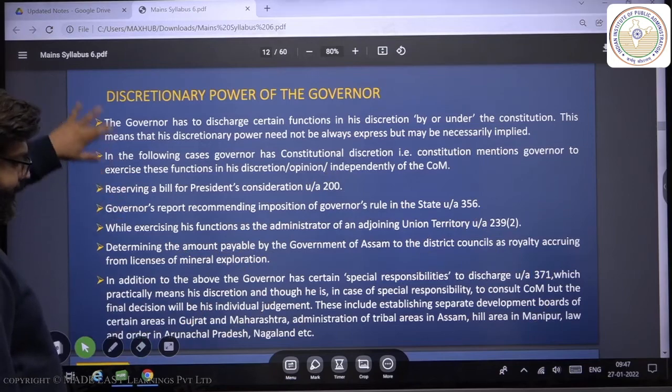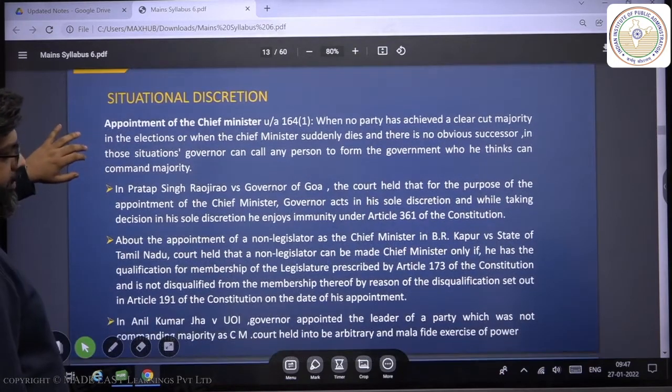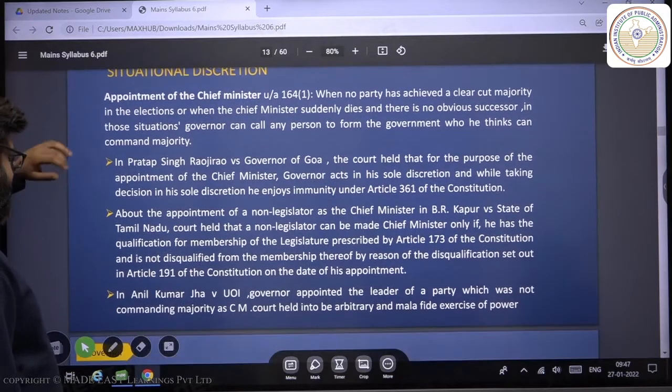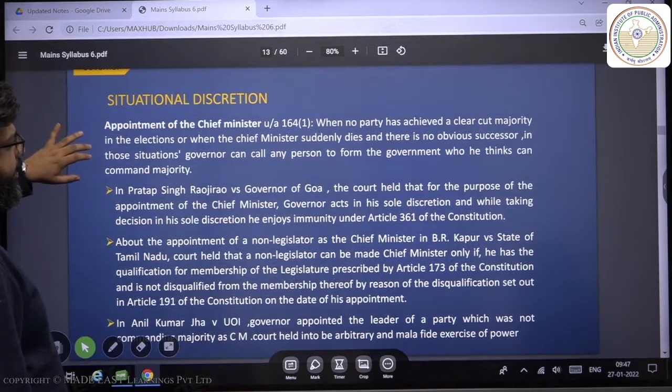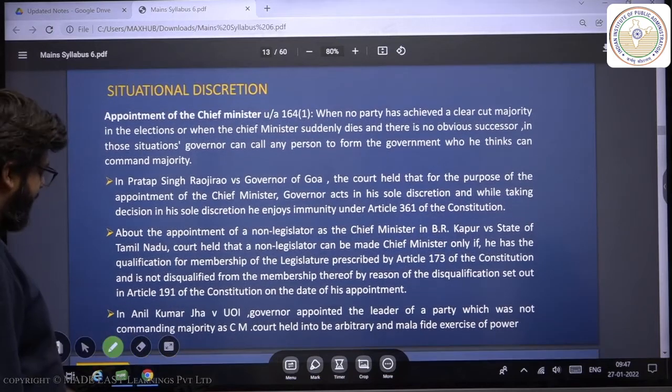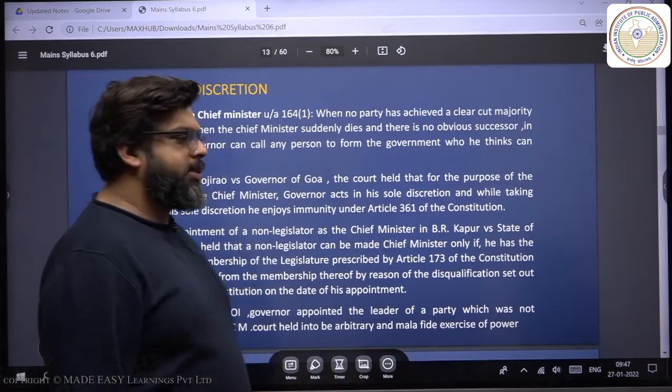Okay, now when we talk about the situational discretion, there are some very specific examples that I have given, but don't worry about it too much. Let's talk about the situational discretion. So what is the situational discretion?